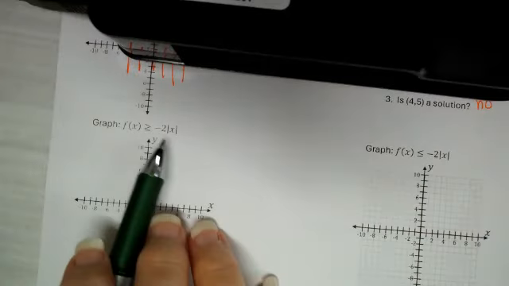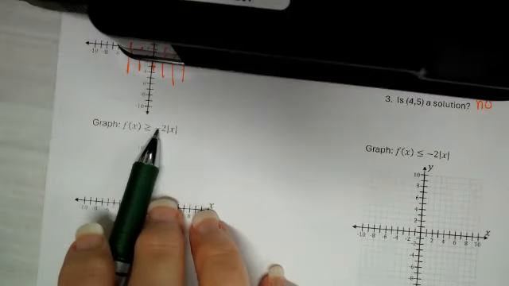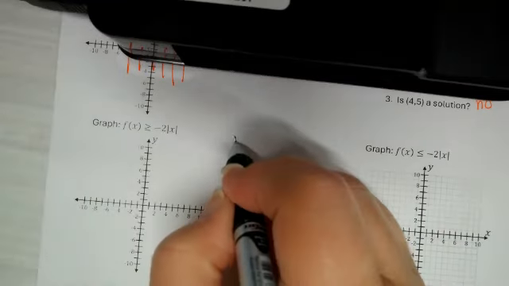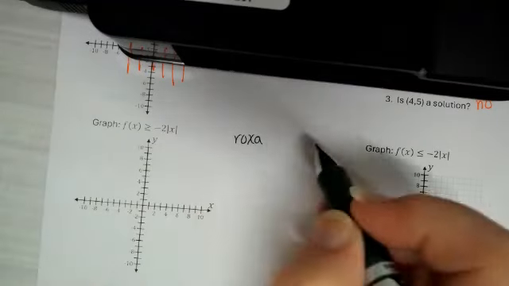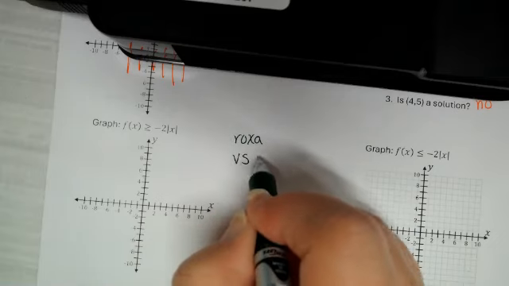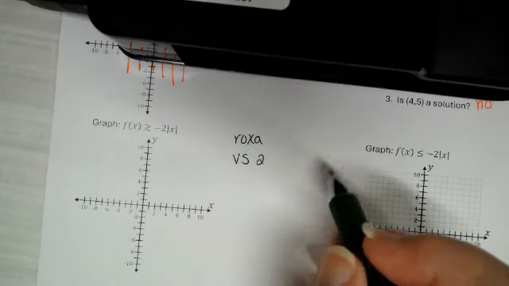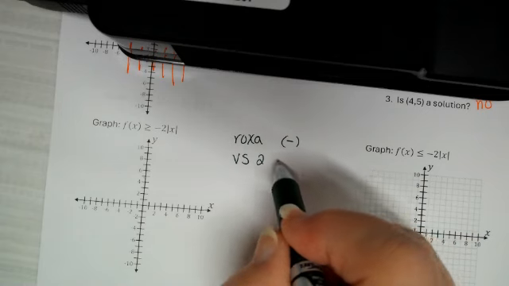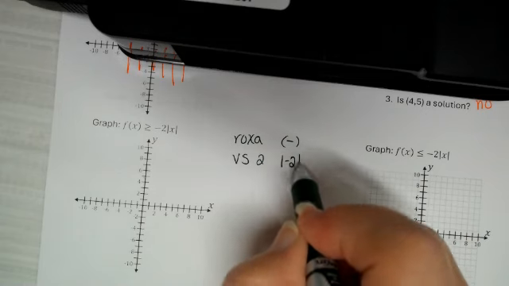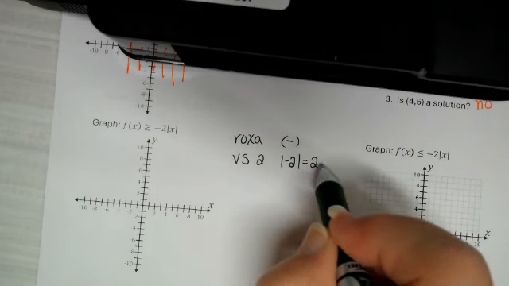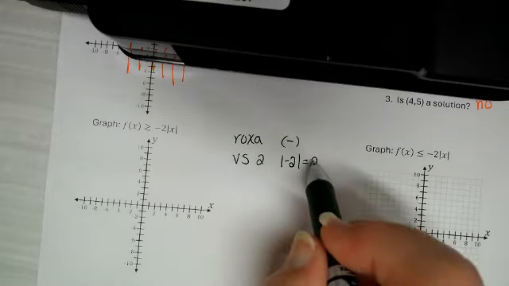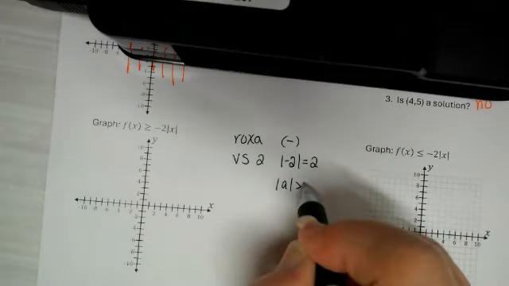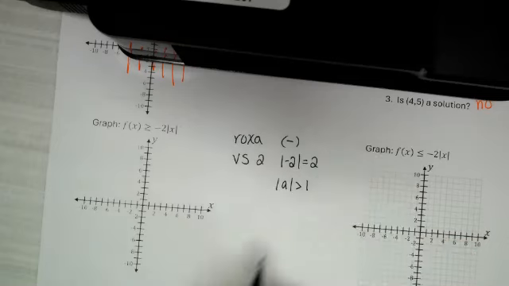Now let's graph this one. -2 absolute value of x. So first off, notice it's a reflection over the x-axis, and it's a vertical stretch by 2. The negative tells me to reflect it. And remember, we took the absolute value to find out that 2 was a stretch. If you look at your notes, it says if the absolute value of a is greater than 1, it's a stretch, and that's what it is.